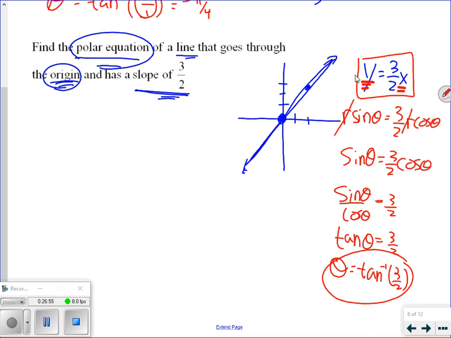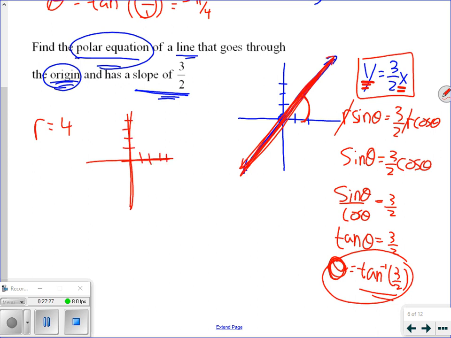All right, so this will be the equation, and hopefully this makes sense, because theta is just an angle measurement. So this is telling me one angle measurement is this angle measurement. It's not specifying the radius, so that's why we have this entire line right here. If I had given you just an r equals equation, I'm telling you a radius and not an angle measurement, so that would be like this. So r equals 4 would be a circle, and theta equals a number is just a line.